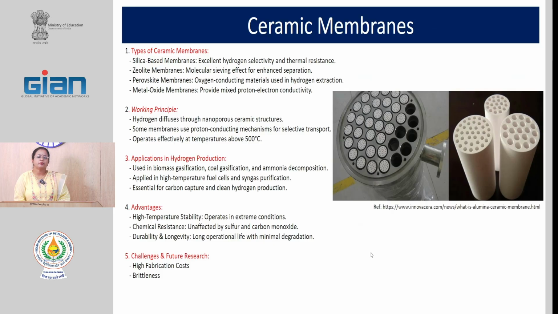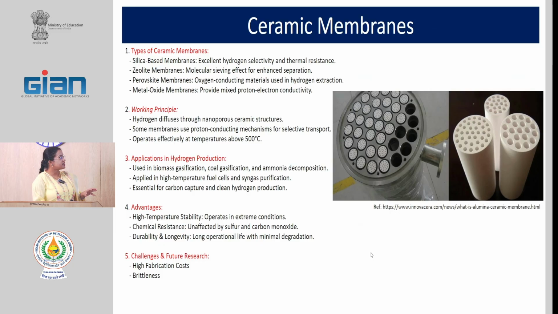And next I will come to the next type of membrane, that is a ceramic membrane. So what is a ceramic material? Ceramic materials are made up of particular components which are highly temperature stable. They work at very high temperatures, more than 500 degrees centigrade. It gets activated at more than 500 degrees centigrade.